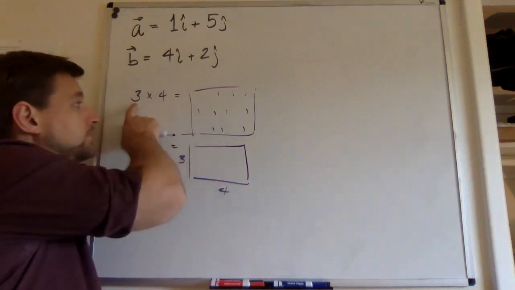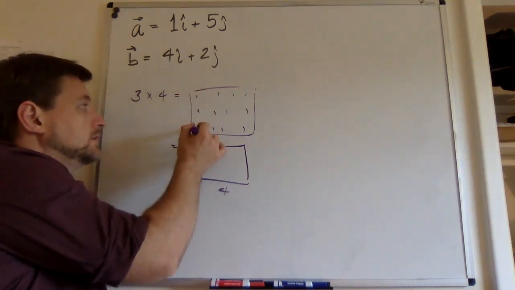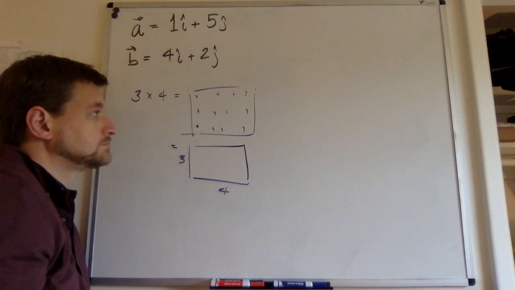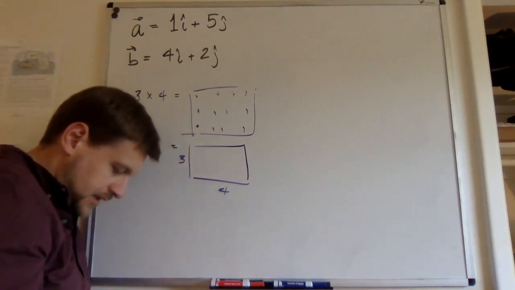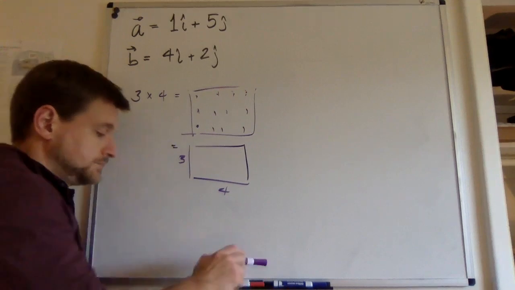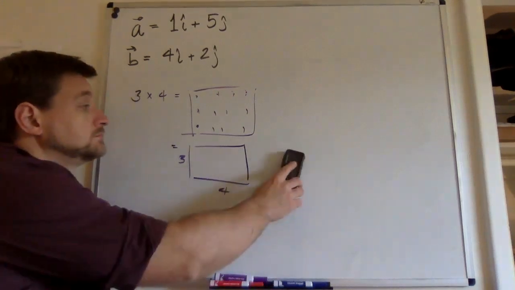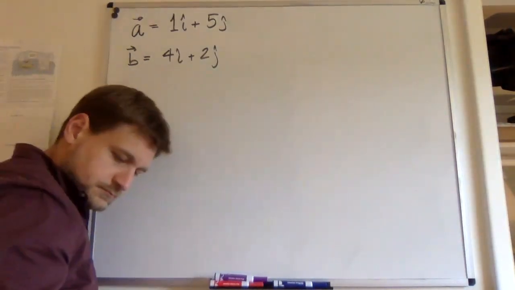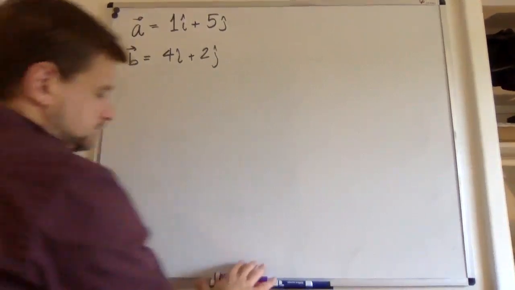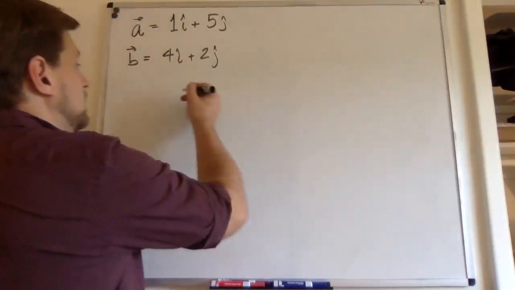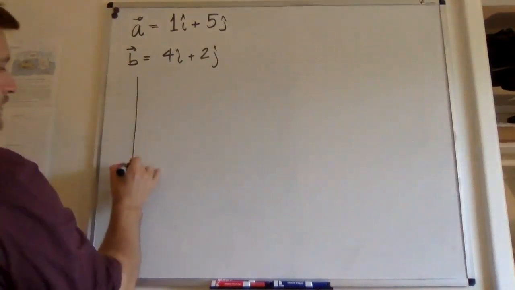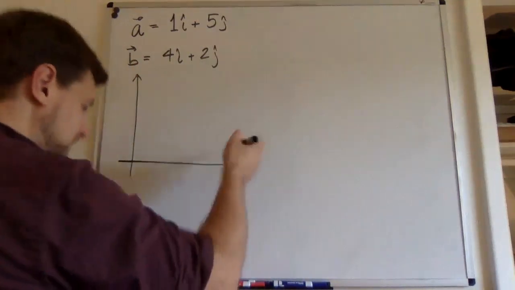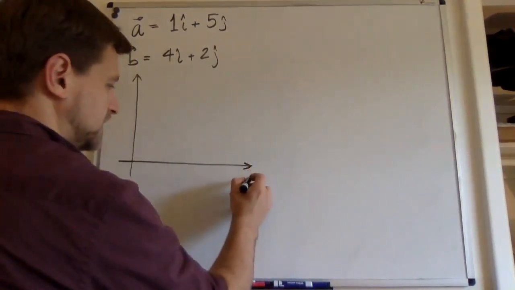For each of 3, include 4: 1, 2, 3, 4, 1, 2, 3, 4. For every of 3, include 4, and vice versa. Let me redraw this here. Holding that thought in my head: for every of the first thing, include the second thing.